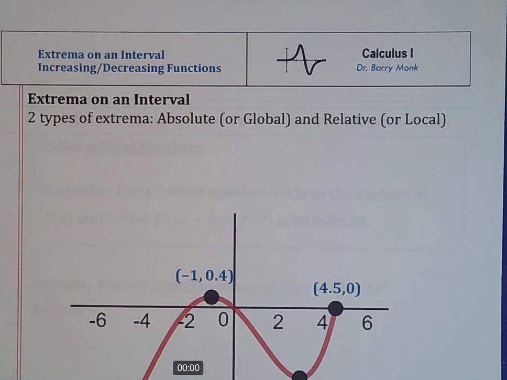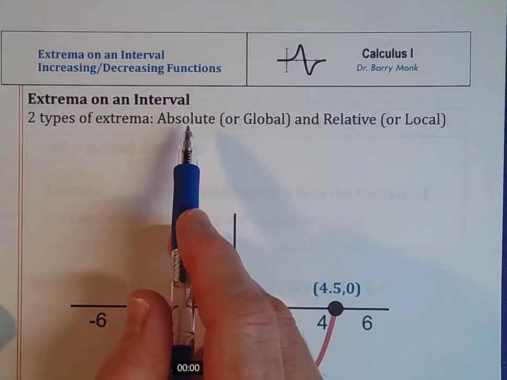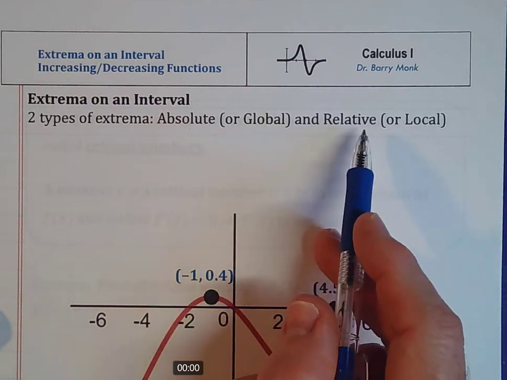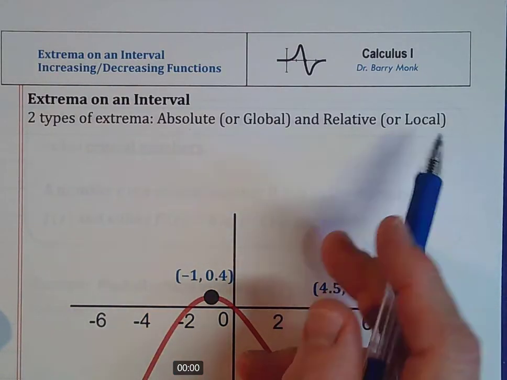We're going to talk about extrema on an interval, and also increasing and decreasing functions. Now, when we say the word extrema, what we're really talking about are the places where we have a maximum or a minimum of some type. And there are two types of extrema. We have absolute, sometimes called global extrema, or we have relative, and sometimes these are called local extrema.